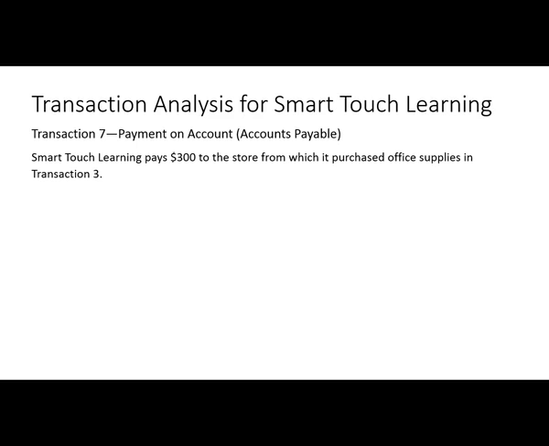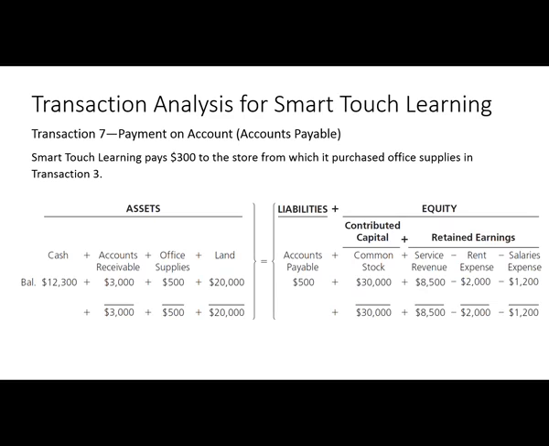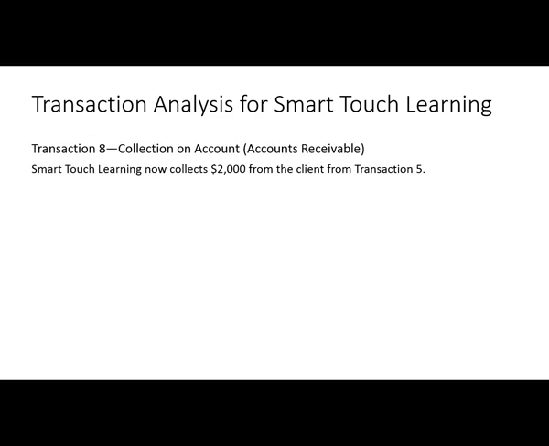Transaction 7, we're paying $300 to the store that we purchased the office supplies from in transaction 3. You'll note, here's where we were when we started. We had an accounts payable for $500 sitting here on our books. We owed $500 before we paid it off, or paid some of it off. You can see the $300 coming out of cash and $300 coming out of accounts payable. So cash goes down, accounts payable goes down, both one side decrease, other side decrease, accounting equation still in balance.